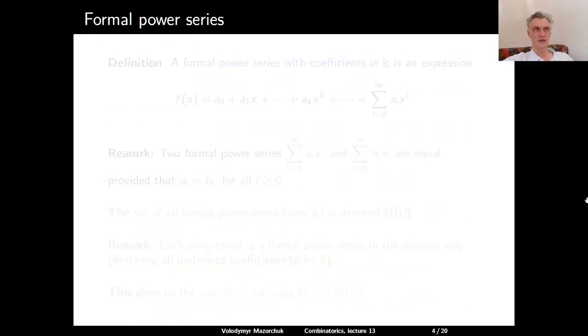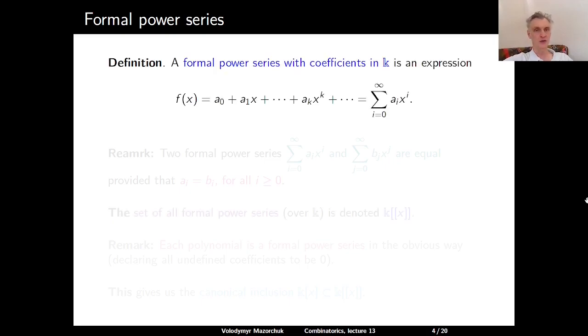Now we generalize the notion of a polynomial to that of a formal power series. Definition: a formal power series with coefficients in our k is an expression of the following form: a0 plus a1x plus a2x squared plus and so on. This expression might be infinite, so we can write it as a sum over all i from 0 to infinity ai times x to the power i, where again all ai are elements in our set of numbers which we fix in our k.